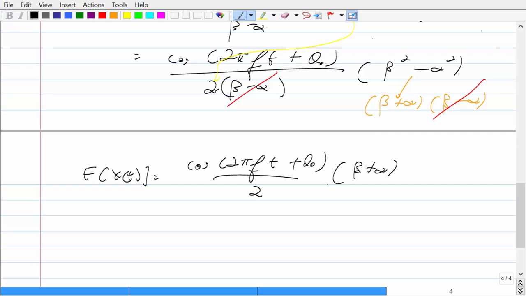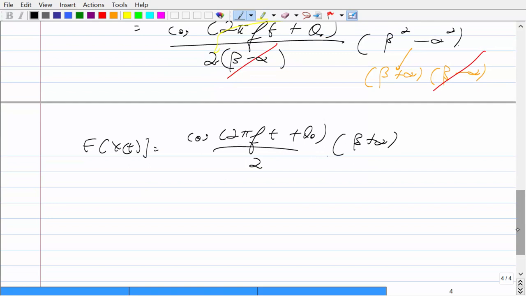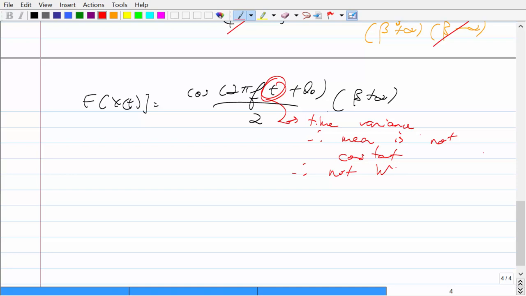If you take a look here, remember that the expected value has to be a constant. Unfortunately, this expected value has a time variance associated with it. Therefore, the mean is not constant. If you wish, you can actually stop here because the first of the two criteria is not satisfied. So the mean is not constant, and therefore, it is not a wide-sense stationary process.